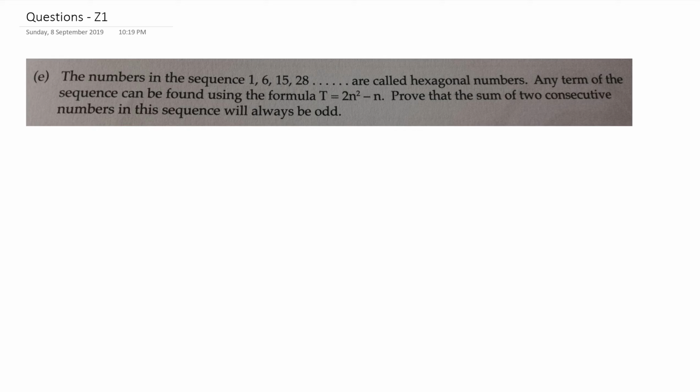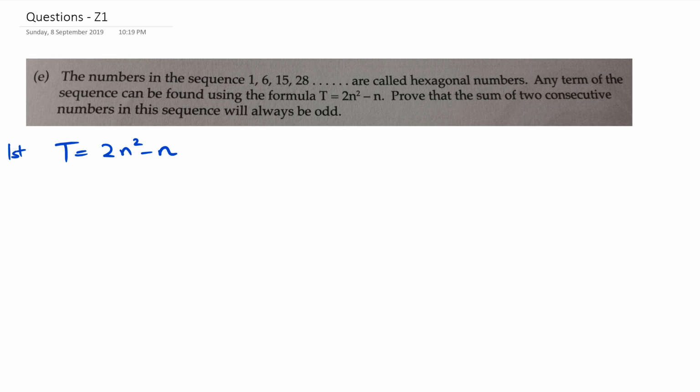Okay, so let's get started with this question. We've got this sequence of numbers called hexagonal numbers, and we've been given a particular formula to find a particular term: 2n squared minus n. What we're trying to do is prove that the sum of two consecutive numbers in this sequence will always be odd.